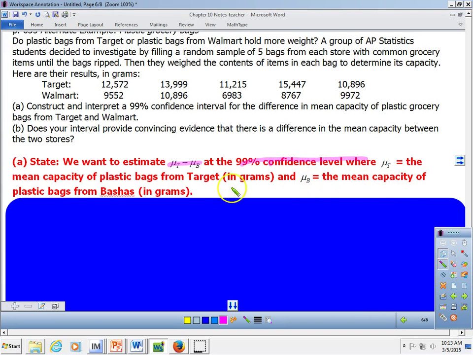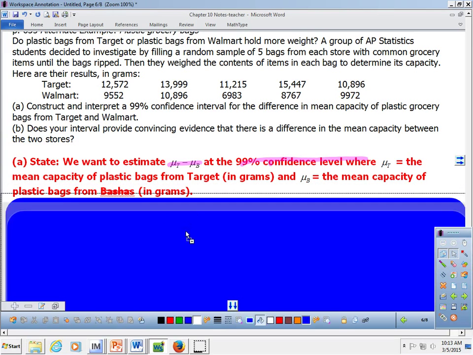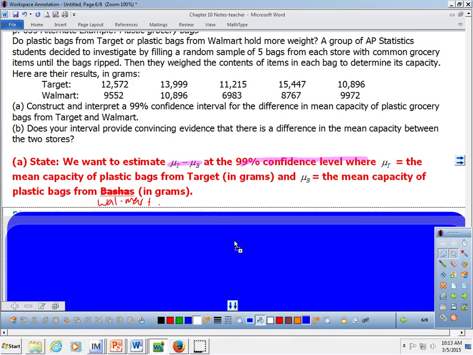Mu sub B is the same, only from not whatever Bashas is. I'm assuming the author of the notes has some other store in mind. Anyway, we're talking about Walmart. Okay? All right, anyway, so we have to change some of these words. So that's what we're trying to do.